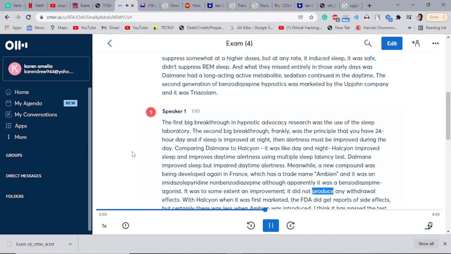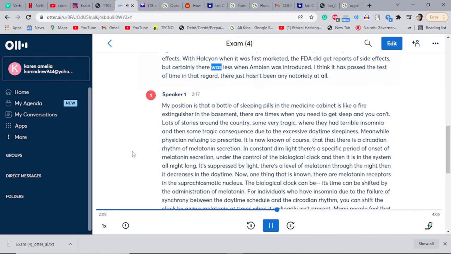It did not produce any withdrawal effects. With Halcyon, when it was first marketed, the FDA did get reports of side effects, but certainly there was less when Ambien was introduced. I think it has passed the test of time in that regard. There just hasn't been any notoriety at all. My position is that a bottle of sleeping pills in the medicine cabinet is like a fire extinguisher in the basement. There are times when you need to get sleep and you can't.